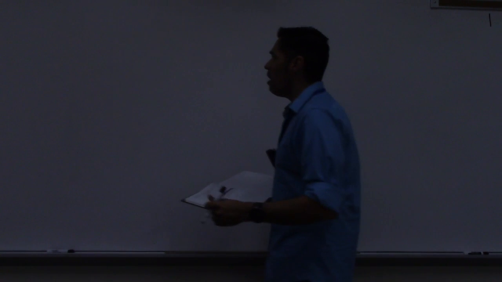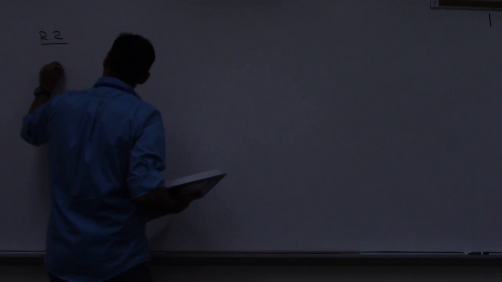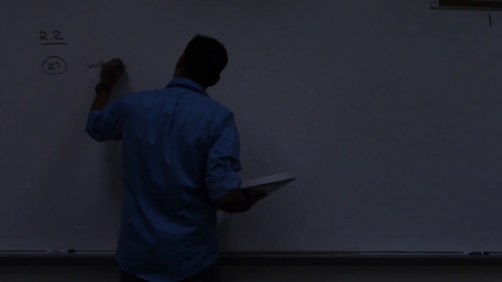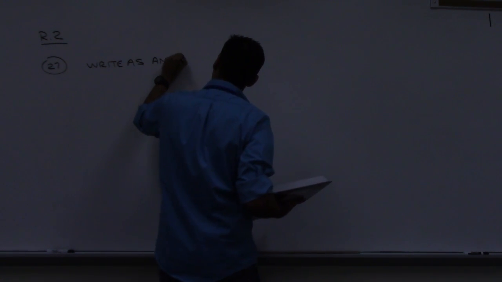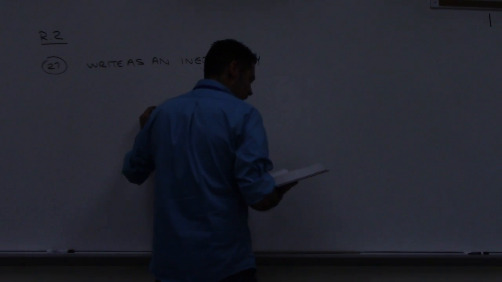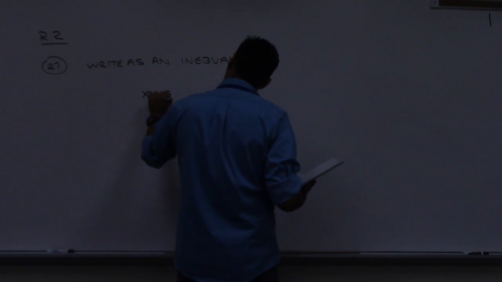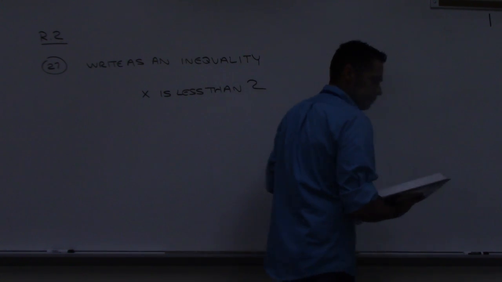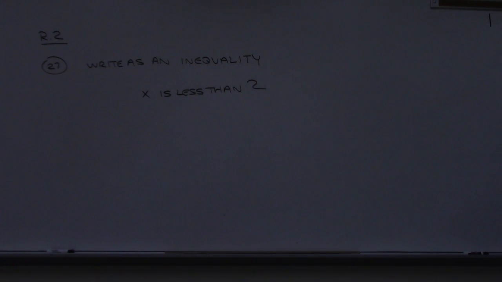All right, so the first problem, number 27, out of the book, this is an R2. It says to write as an inequality, and it gives you a sentence: x is less than 2. Now, let's not make this harder than it has to be. How do we write that? In mathematical symbols, how do we write x is less than 2?